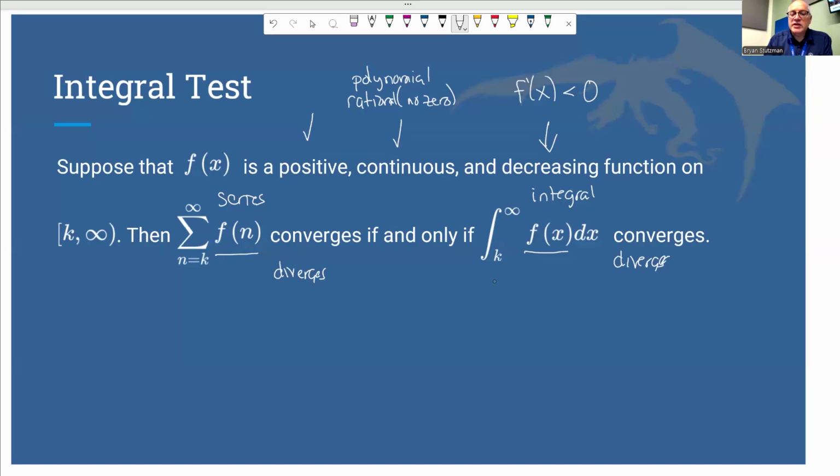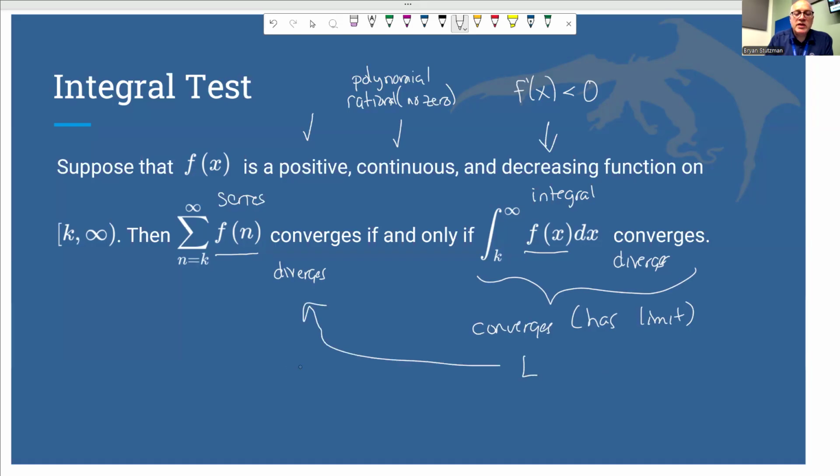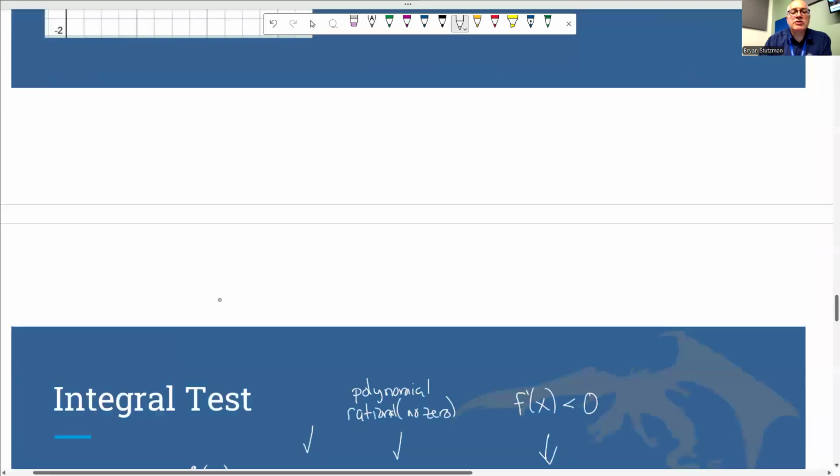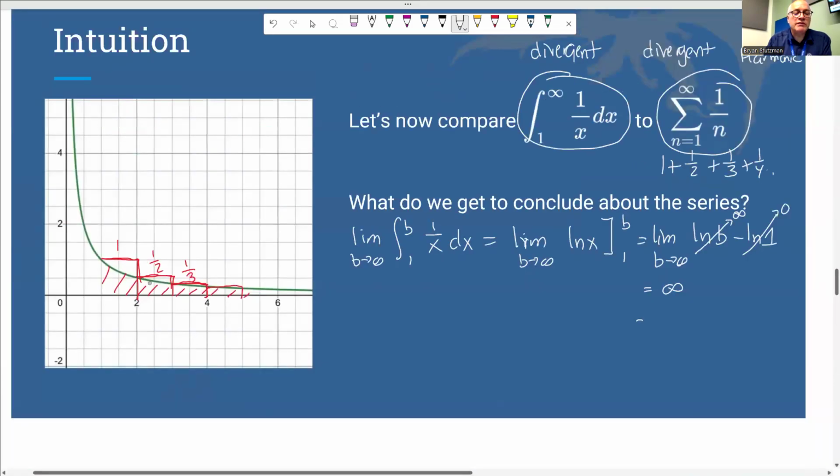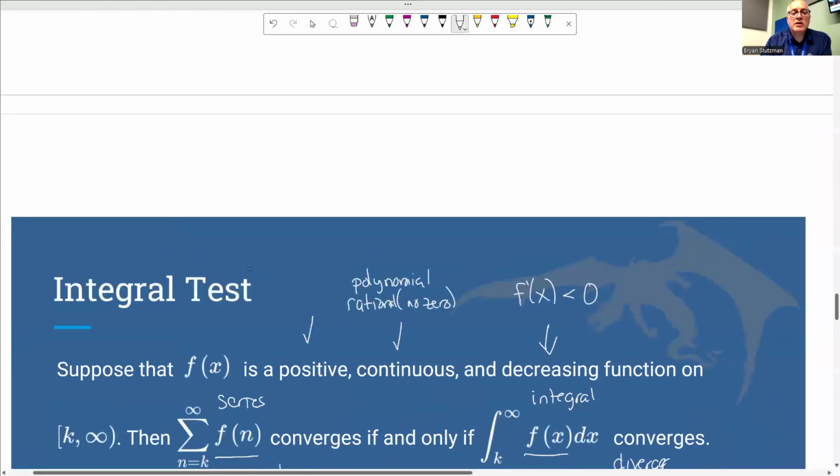If you find out that this integral converges, if you find that it has a limit, whatever that limit is, let's say the limit is L, this sum is not going to be the same. They might both converge, but whatever this integral converges to, the series will probably converge to something a little bit different because there's a little bit of a difference in the area from those two curves. All right, let's do an example.